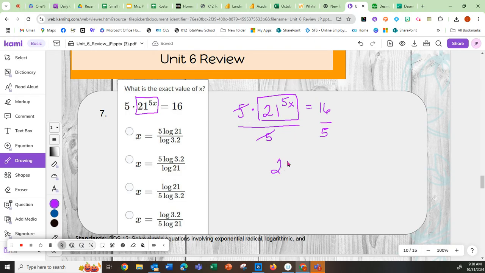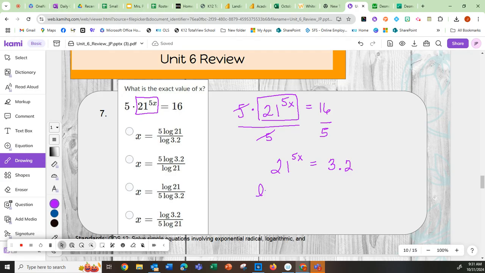That's going to give me 21 to the 5x is equal to, and then if you do 16 divided by 5 in your calculator, that's going to give you 3.2. And then this says 21 to what number is going to give me 3.2. There's no way that our human brains can figure out 21 to what number is going to give us 3.2. So this is when we must use logs to solve the problem. So that's why logs were developed, because there are some problems that we cannot solve in exponential form.